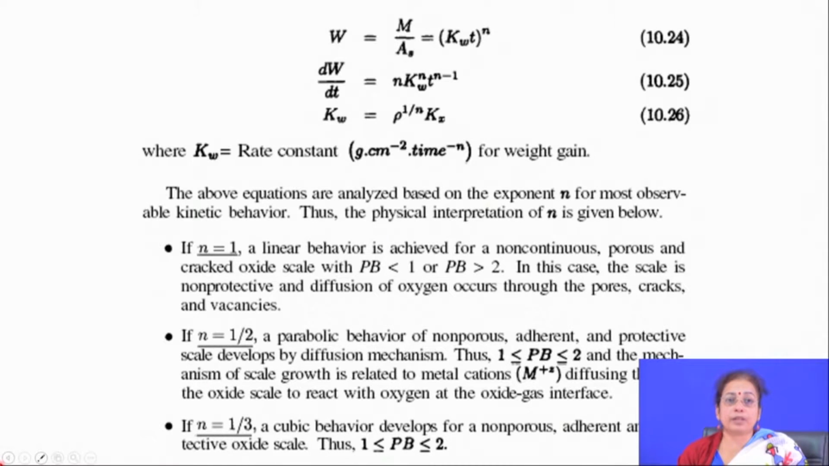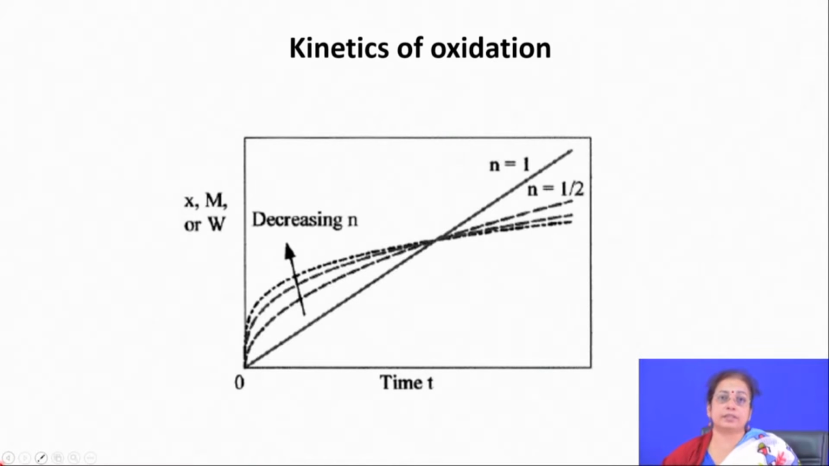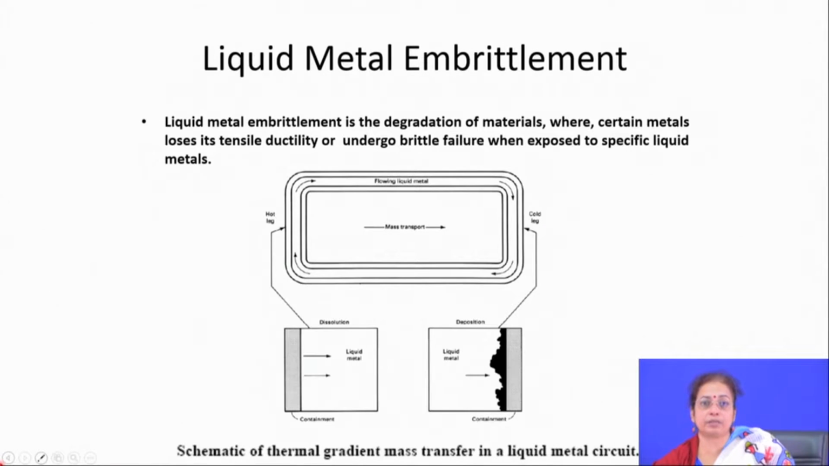In the case where the temperature is very high, a cubic behavior is developed for a non-porous, adherent, thick, protective oxide scale. In cubic behavior, the oxidation rate further reduces to a large extent with time. So, different behaviors are observed, depending on the kinetics, the nature of the film, the temperature, and the oxygen ion concentration or oxygen partial pressure.